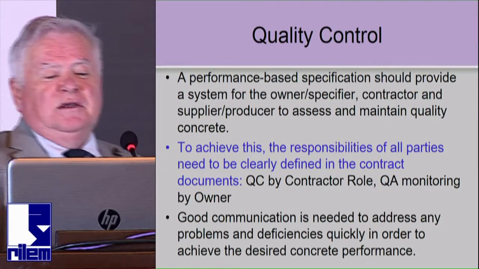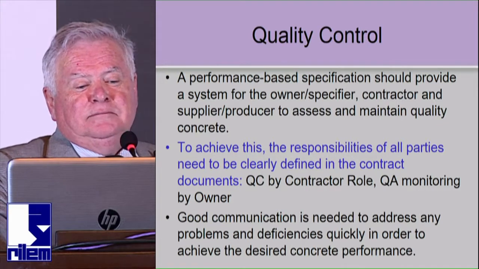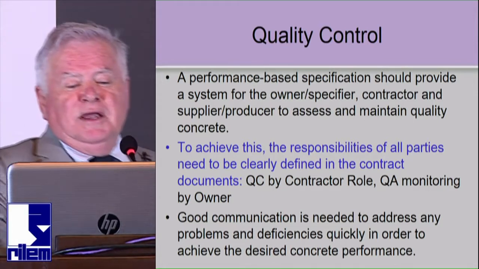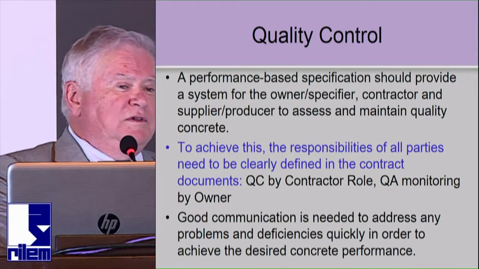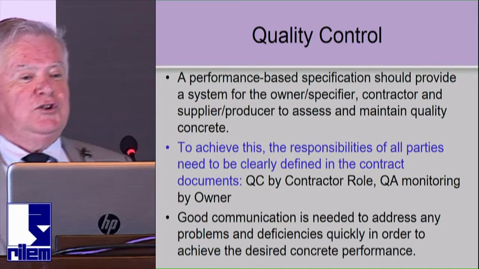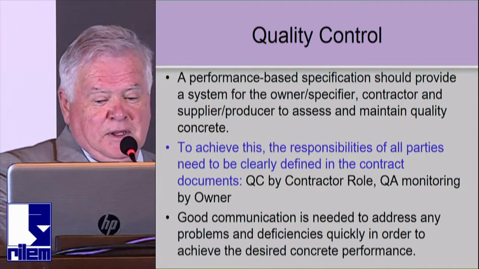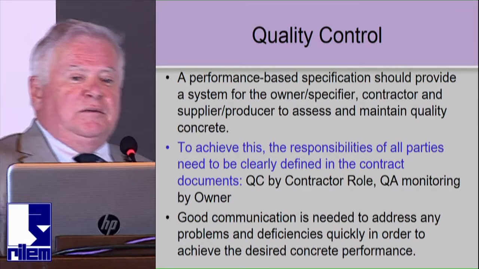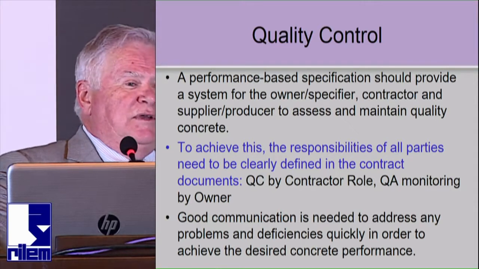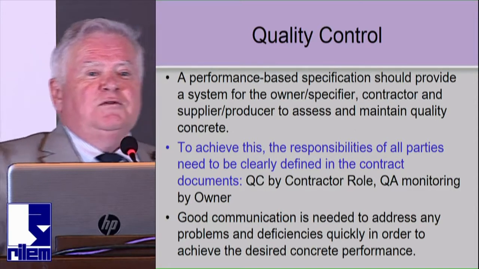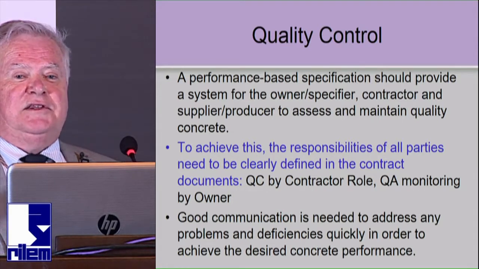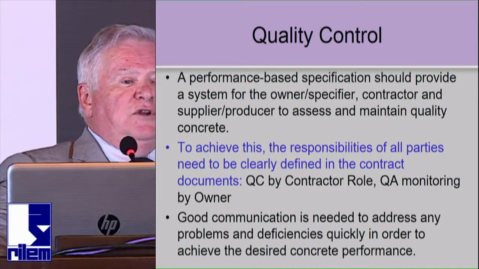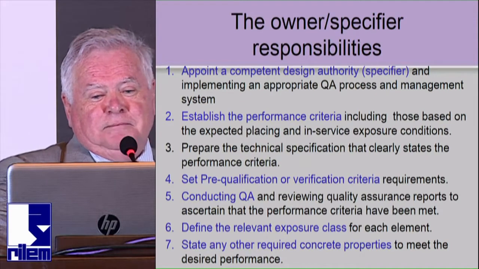And a spec should provide a quality control system for the owner, the contractor, and the supplier. And so everybody needs to define that. The quality control is typically done by the contractor, and quality assurance testing is done by the owner's representative. And you need good communication, because things do happen where you get deficiencies in achieving some of these things, but they need to be corrected as quickly as possible. So if there is a deficiency, it's recognized, it's communicated, and it's addressed, and you say, this is what we're going to do differently to prevent it from happening in the future. So there's a lot of communication involved to make a successful product.